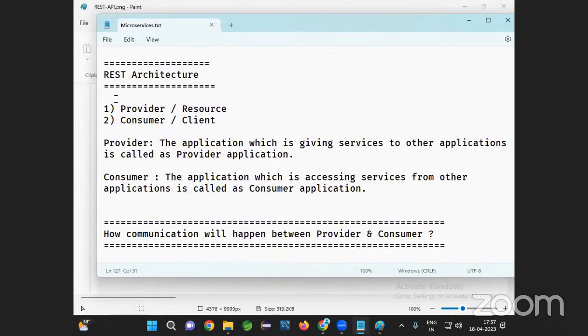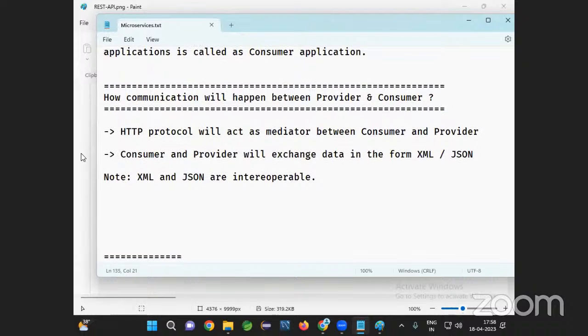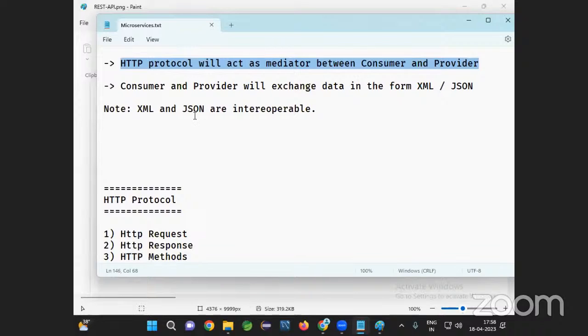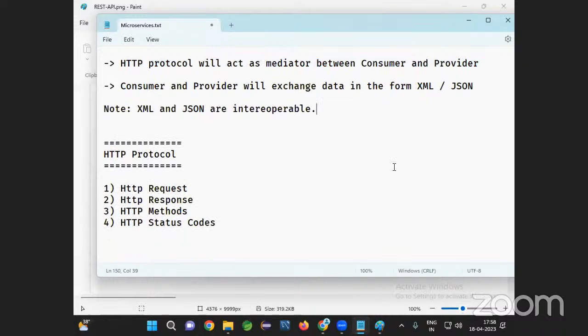When you go for REST architecture, how many actors are available? Two actors. Who are those two? One is the provider, another one is the consumer. What is the meaning of a provider? The application which is giving services to another application. What is a consumer? The application which is accessing services from another application. How will communication happen between provider and consumer? What is the mediator? HTTP protocol will act as the mediator between consumer and provider. How will they exchange the data? By using XML or JSON. Which is having more demand? JSON is having more demand. Why are they using only XML and JSON? Interoperability. XML is interoperable. JSON is also interoperable.